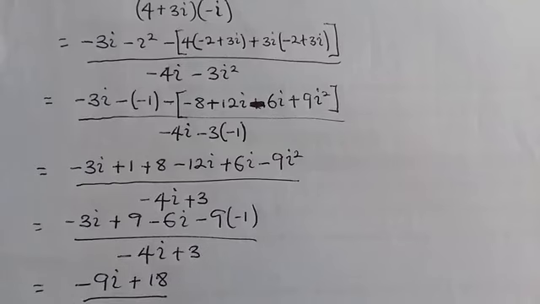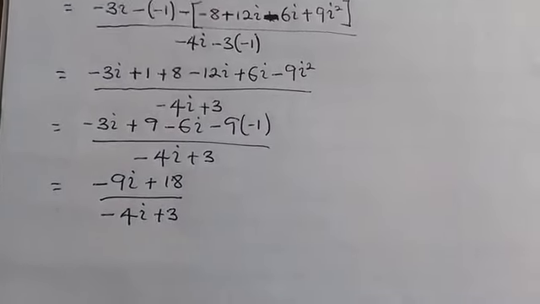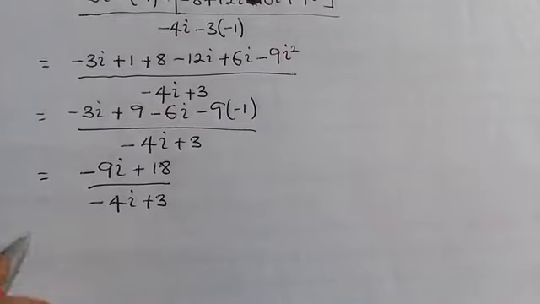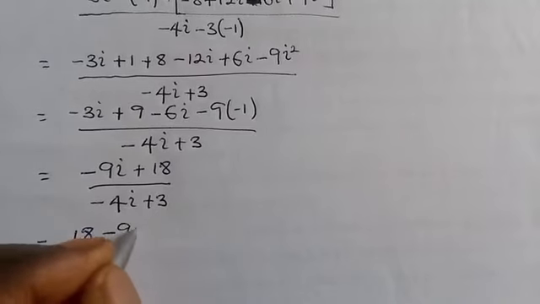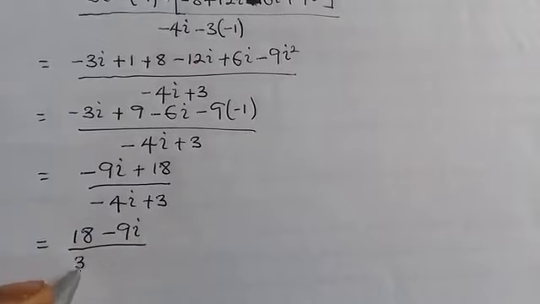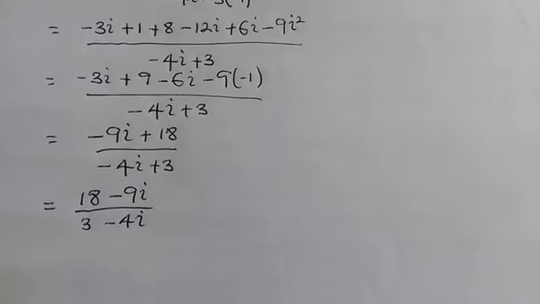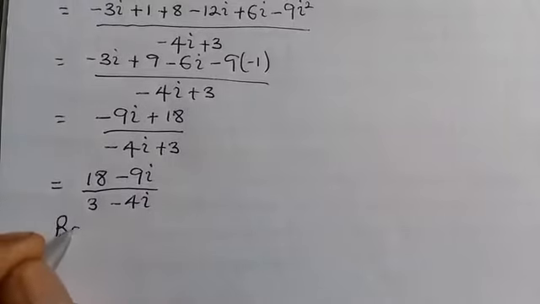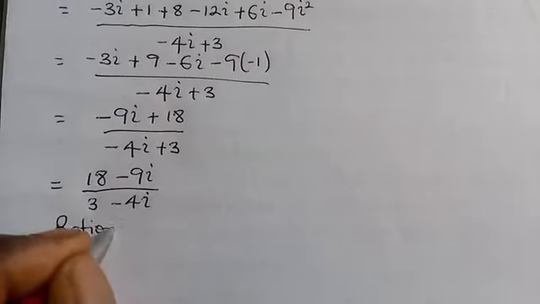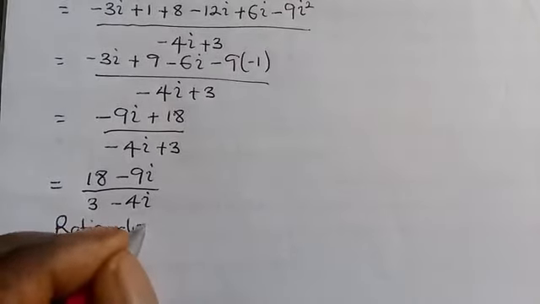All over -4i plus 3. Rearranging this in a complex number form, where the real part comes first, we have (18 - 9i) divided by (3 - 4i). Next for us here is to rationalize this denominator. So we have rationalizing the denominator.